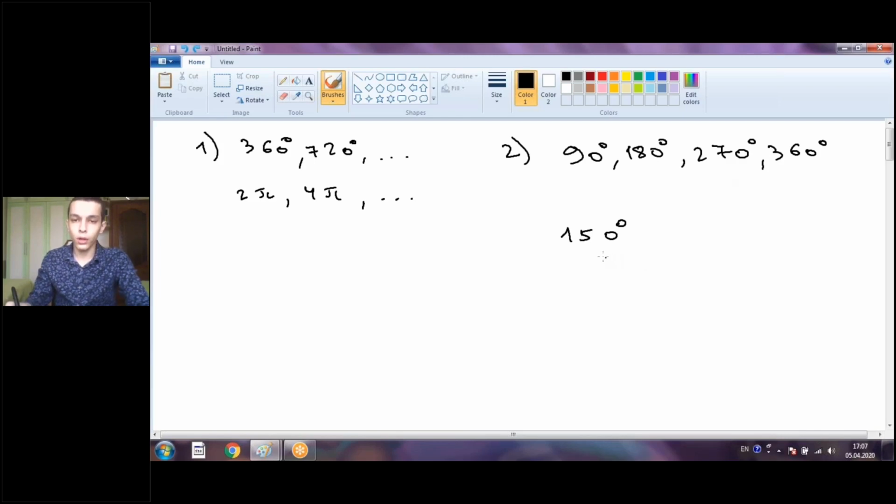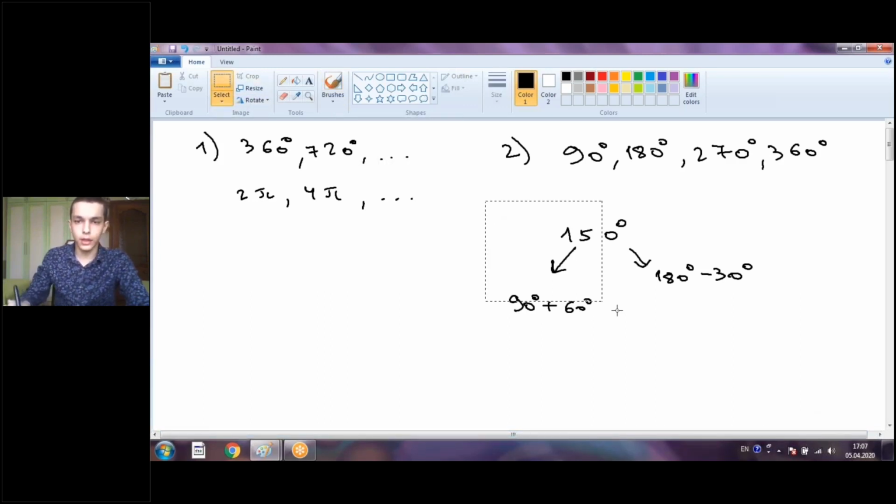So for example, instead of 150 degrees, you can write 90 degrees plus 60 degrees, or you can write 180 degrees minus 30 degrees. It doesn't matter for us. You will get the same result at the final stage. That is your second step.